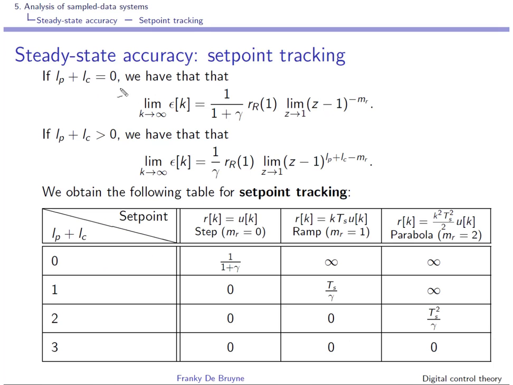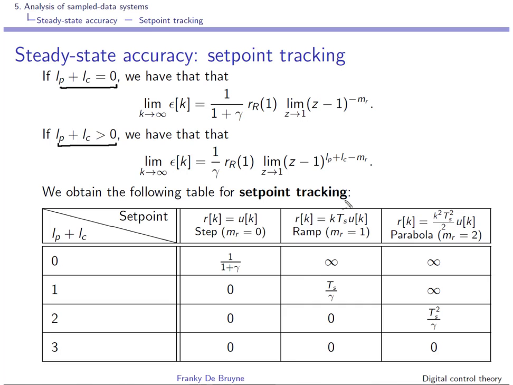Well, these are the two situations that we had considered. LP plus LC is equal to 0, so there is no integrator in the loop. And then LP plus LC larger than 0, there is an integrator in the loop. And this integrator can either be in the process, in the controller, or if there are several integrators in the loop, you can, for instance, have one in the controller and one in the process.